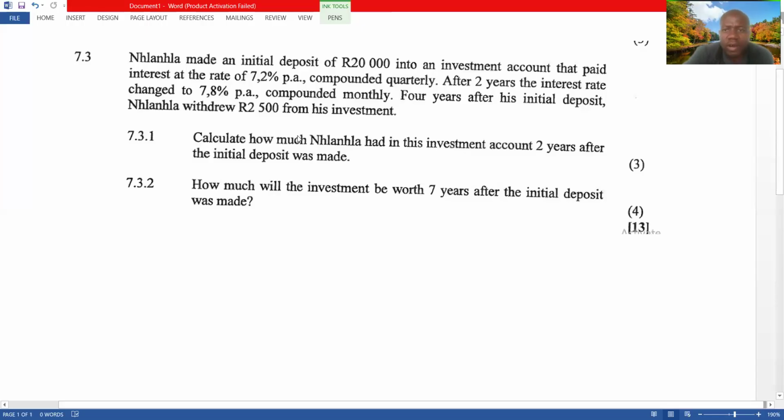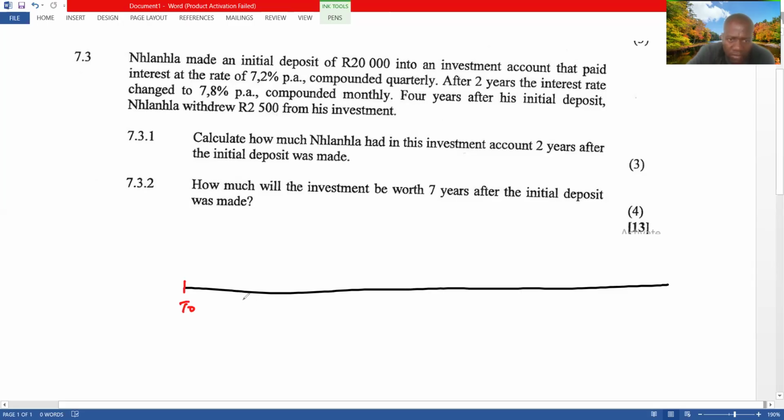Okay, let's proceed. As I was saying, we wanted to calculate how much Nhlanhla had in his investment at the end of 2 years. Here is our timeline from T0, T1, T2, T3, T4, then here there was a withdrawal of 2,500. For the first 2 years, Nhlanhla was given an interest of 0.072 compounded quarterly, which means we divide by 4.